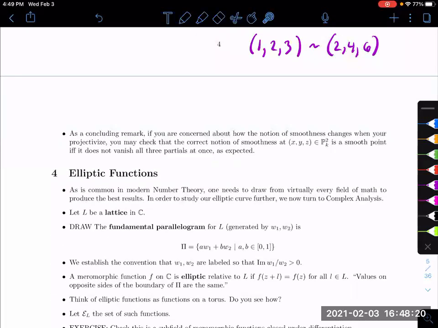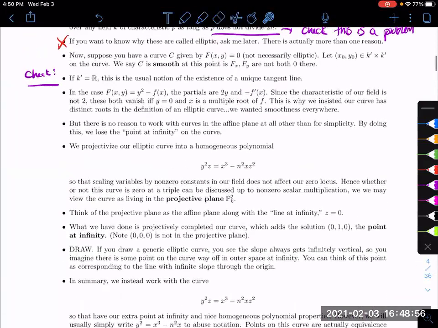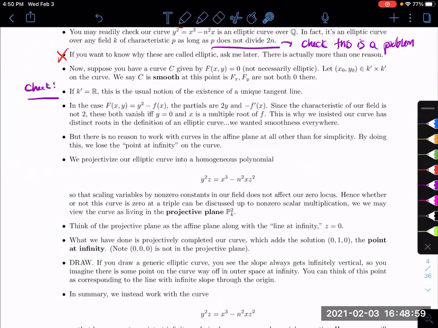And as a concluding remark, you may worry that because we projectivized our curve and added in this third variable z, the notion of smoothness somehow changes. But in fact, it really doesn't. You can check, and I'll leave it as an exercise. It's not hard at all. You can check that a point (x, y, z) in the projective plane is a smooth point on this curve if and only if the three partial derivatives do not all vanish at once, which is exactly what we expected, right? This means that we didn't really deviate from the affine criteria for smoothness, which was just that our two partials didn't both vanish. Okay.